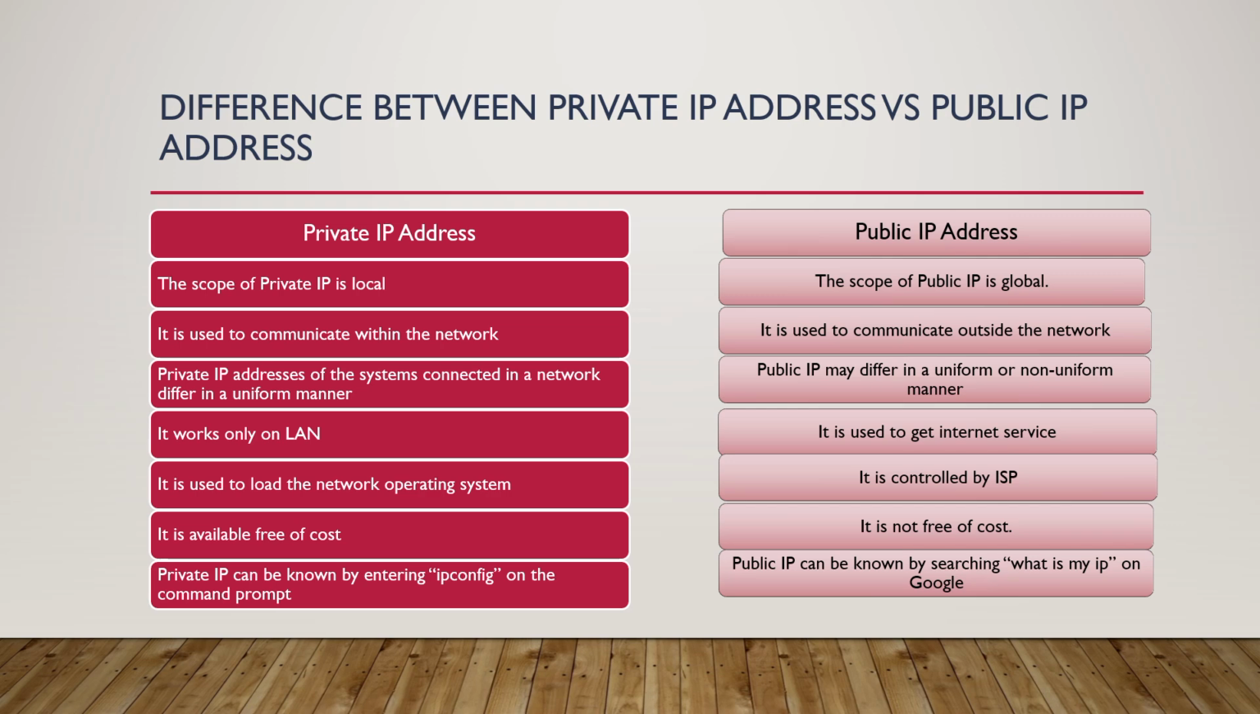Private IP address works only on LAN. On the other hand, public IP address is used to get internet service. Private IP address is used to load the network operating systems, and public IP address is controlled by ISP. This means Internet Service Providers. Private IP address is available free of cost, and public IP address is not free of cost. Private IP can be known by entering ipconfig on the command prompt, and public IP can be known by searching what is my IP on Google.